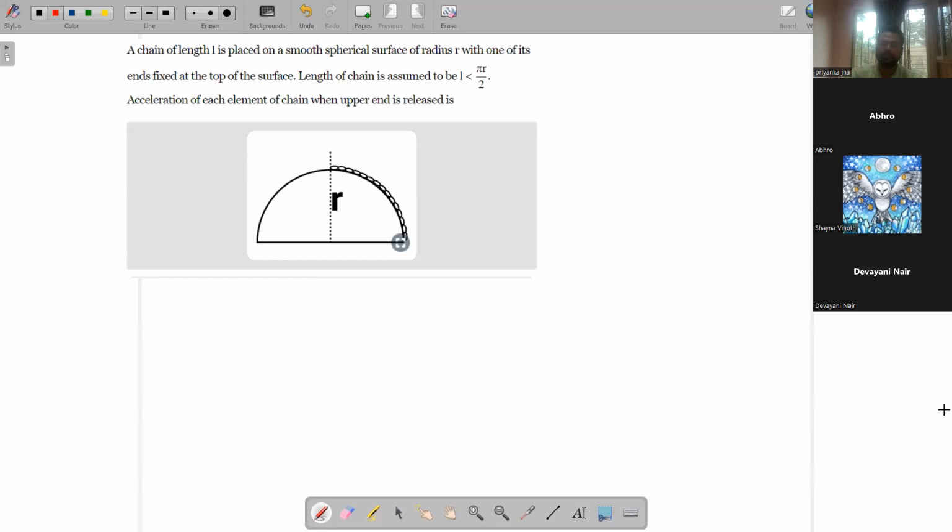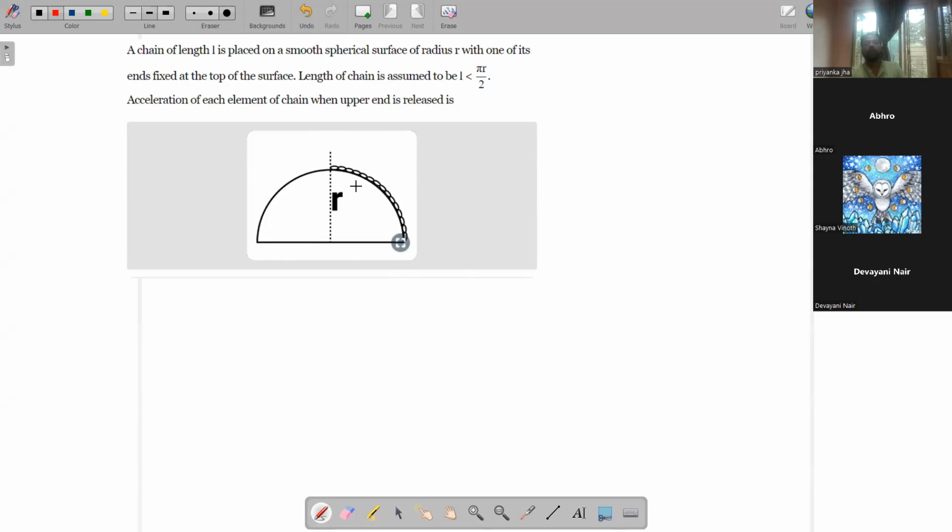Okay, so we'll start with this question first. The question says that a chain of length L is placed on a smooth spherical surface of radius R with one of its ends fixed at the top of the surface. Okay, this is fixed here. The length of the chain is assumed to be L, that is less than pi r by 2.